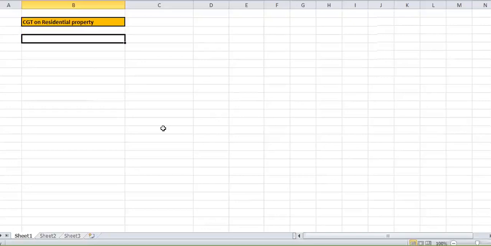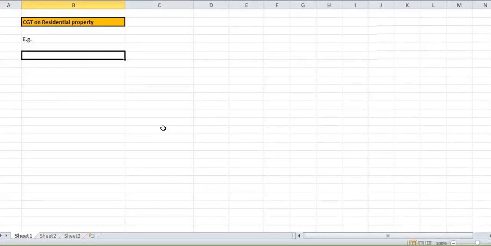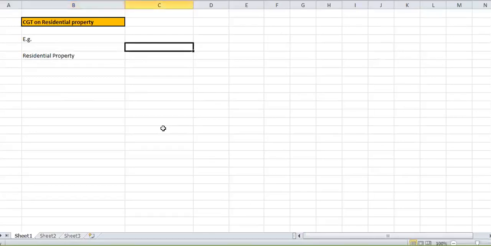Say for example, we have capital gain on residential property, and there is no capital loss. Straight away I'm giving an example of capital gain. On residential property, say we have capital gain of £20,000.